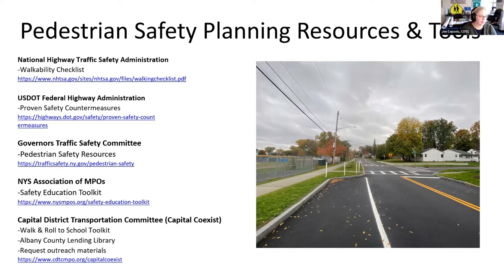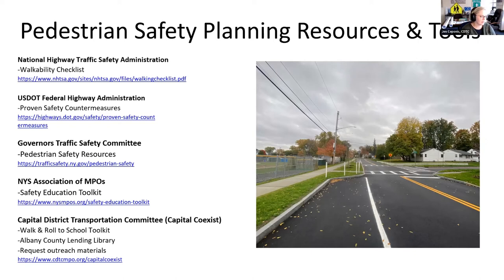And the Governor's Traffic Safety Committee, that's a New York State agency. There's a lot of pedestrian safety resources there. You can also request some of the CBC materials that have been developed by DOT and Department of Health. The New York State Association of MPOs has a safety education toolkit with a number of traffic safety resources and tools. A lot of them are education and outreach types of things, but some of them are related to planning and design guidance.